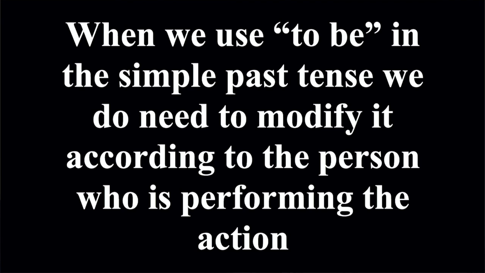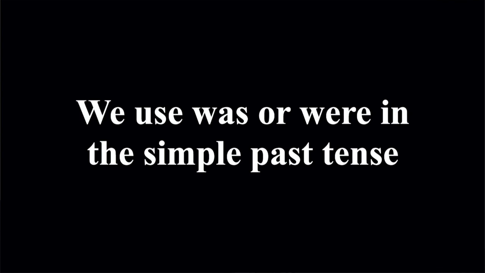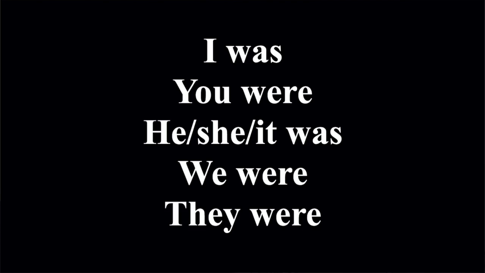Another irregular verb that we use a lot in English is to be. When we use to be in the simple past tense, we do need to modify it according to the person who is performing the action. We use was or were in the simple past tense. Here is a list that tells us when to use these forms. I was. You were. He, she, or it was. We were. They were.